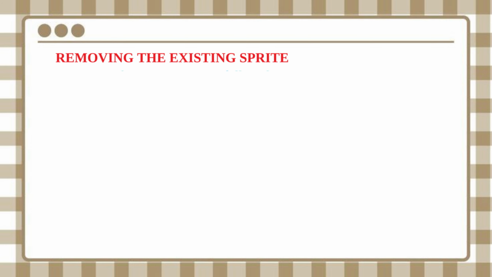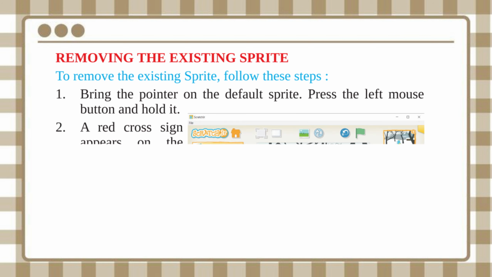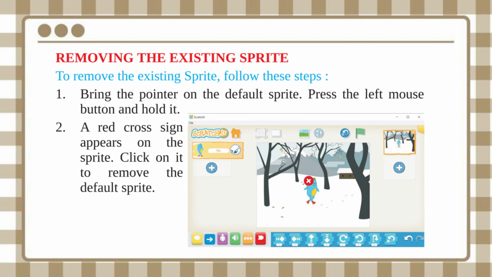Removing the existing sprite. To remove the existing sprite, follow these steps. 1. Bring the pointer on the default sprite. Press the left mouse button and hold it. 2. A red cross sign appears on the sprite. Click on it to remove the default sprite.